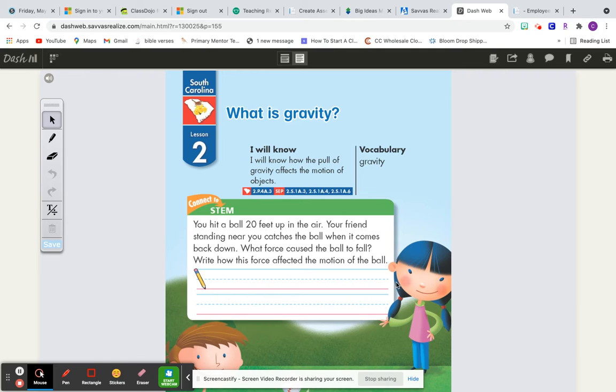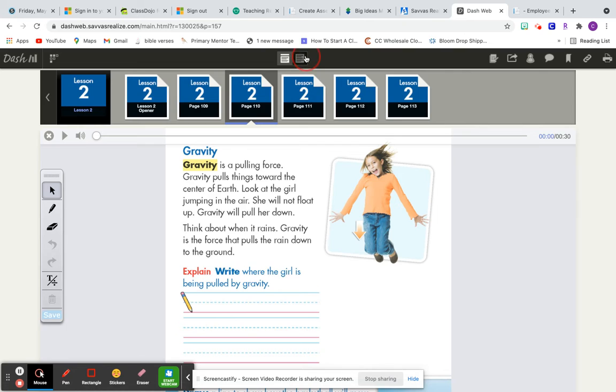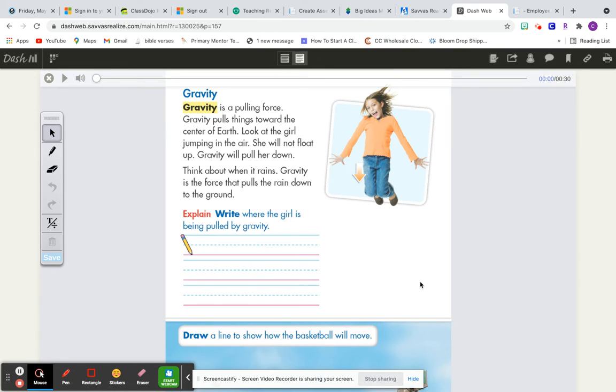In the answer, the force that's causing the ball to fall is gravity. And it affects the motion of the ball because it is pulling it to the ground. So that is the reason that the ball comes back down. Gravity is a pulling force. It pulls things towards the center of the earth.